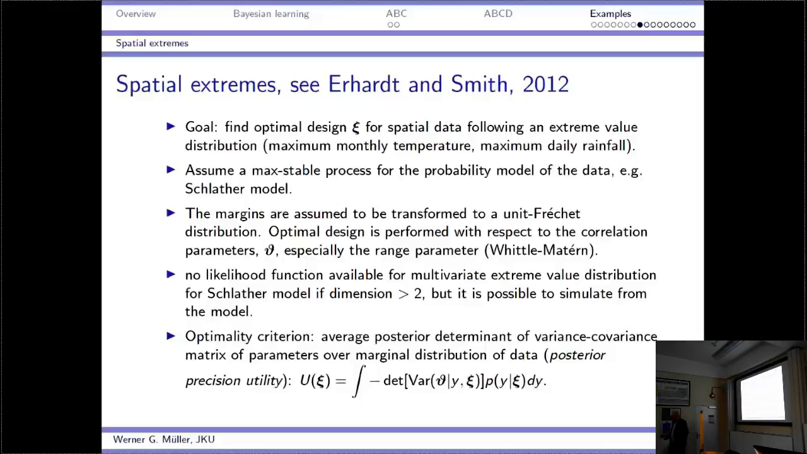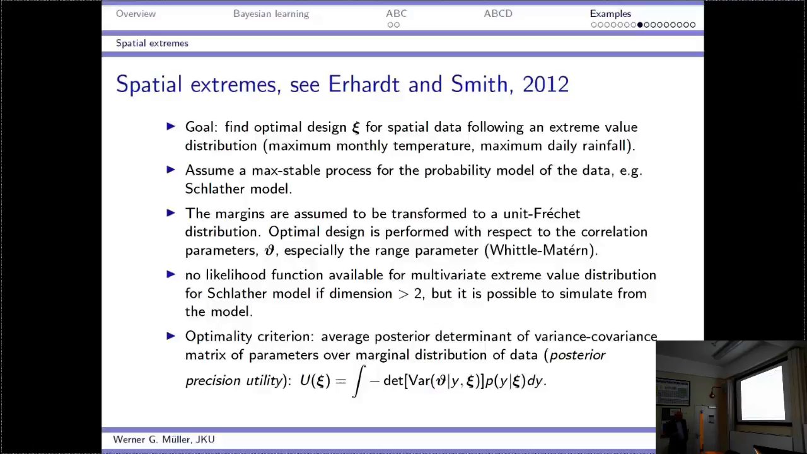So the problem here is that there is no likelihood function available for this multivariate extreme value problem with the Schlather model for dimensions greater than 2. This was already the reason why Erhard and Smith used ABC in their paper to solve the problem. That's why we just took it. But the nice thing is you can simulate from the model. You don't have access to the likelihood, but you can simulate the data.